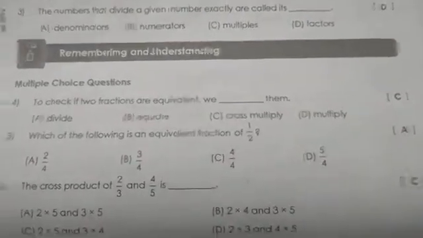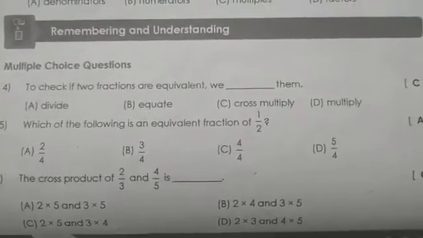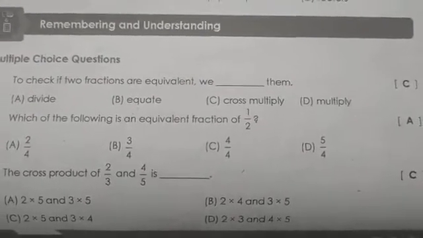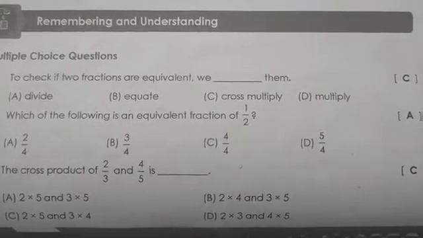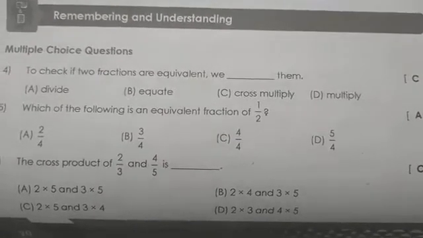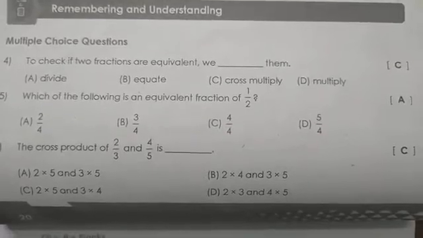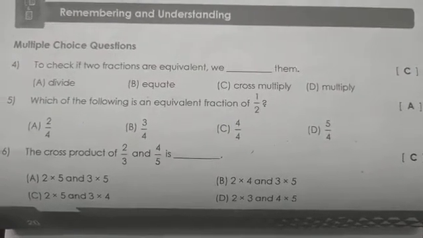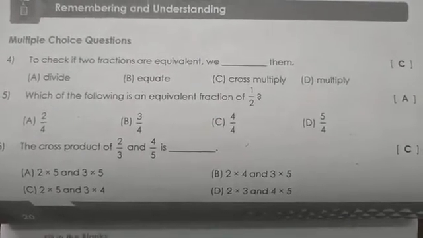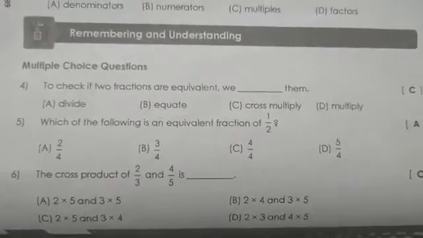Next. See, to check two fractions are equivalent, we dash them. So what we have to do that? We have to do cross multiply. Cross multiply. So answer is C. Which of the following is an equivalent fraction of 1 by 2? So observe here 2 by 4. 2 by 4 is exactly equal to 1 by 2. Okay. Next. So next I will explain this one.